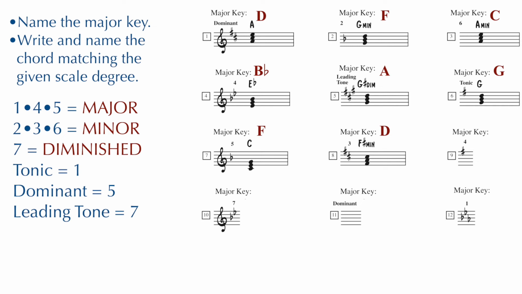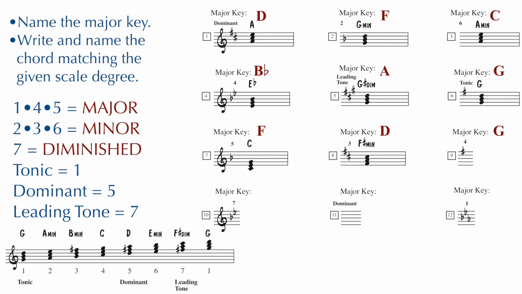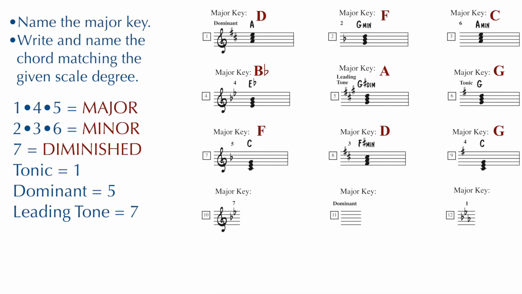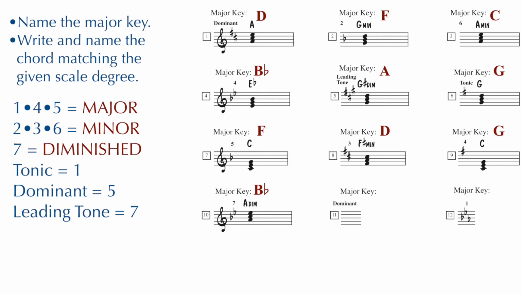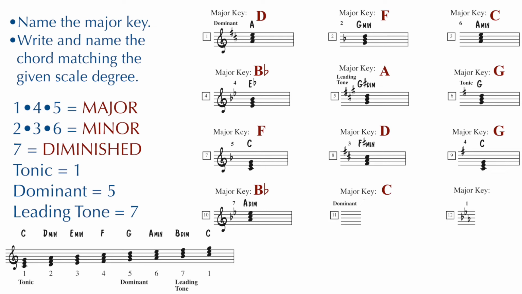Number 9, 1 sharp in the key signature puts us in the key of G major. Write out the G major scale and its triads, and from there you can figure out that the 4 chord is C major. Number 10, we have 2 flats in the key signature. We are in B flat major. We write out that B flat major scale and its triads, and from there we can figure out that the 7 chord is A diminished. Number 11, no key signature, so we're in the key of C major. We build out a C major scale and its triads. The dominant chord is the 5 chord, so the dominant chord will be G major.